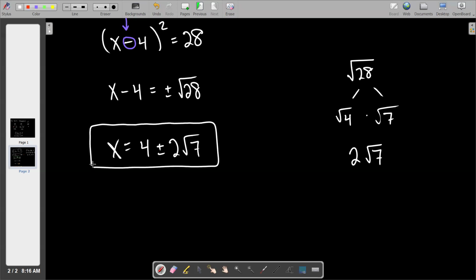Someone read me just one of my answers. What's one answer? Just one. There are 2 in the box. Read me one of them. 4 plus 2 root 7 is one of the answers. What's the other one? 4 minus 2 root 7. Those have decimal values, like they're real numbers. They're not weird things. They're just irrational, but they're still just normal numbers.